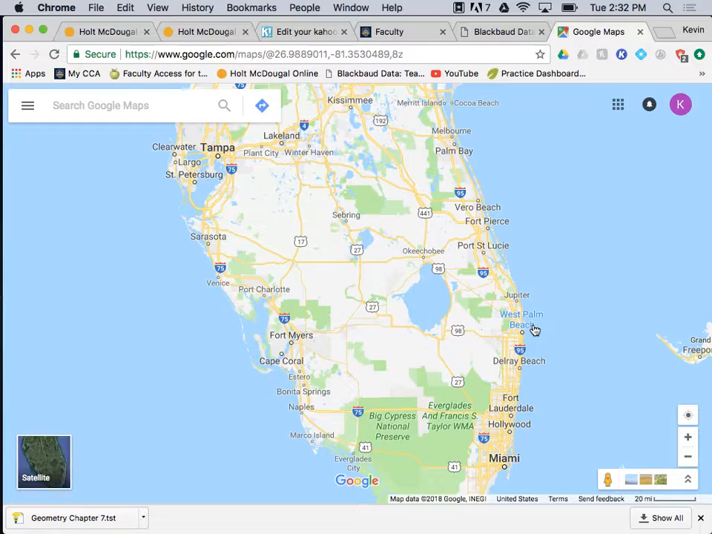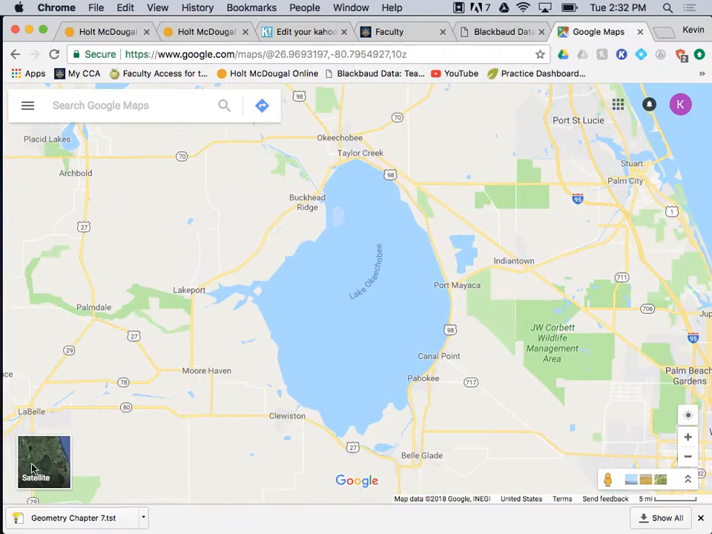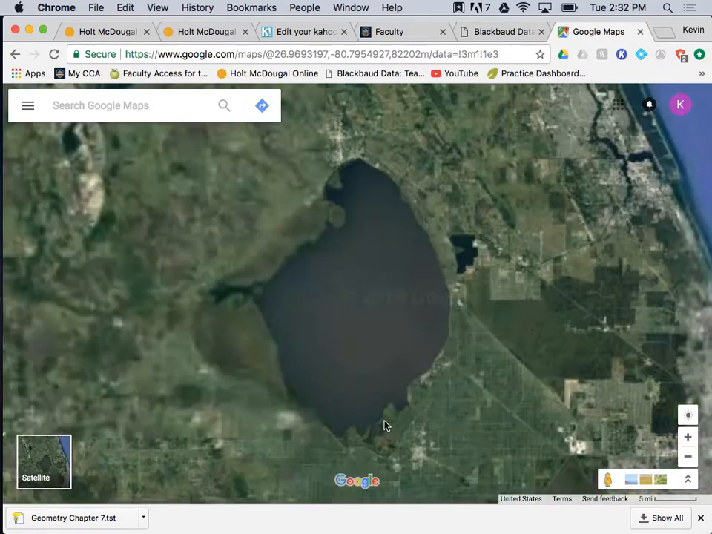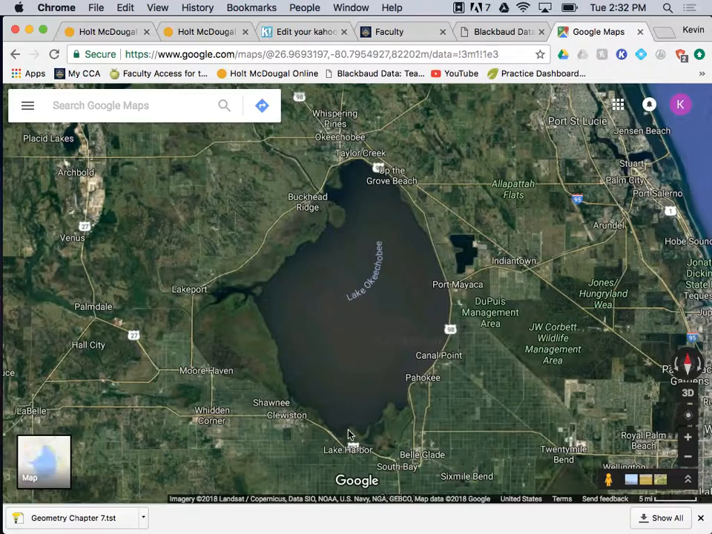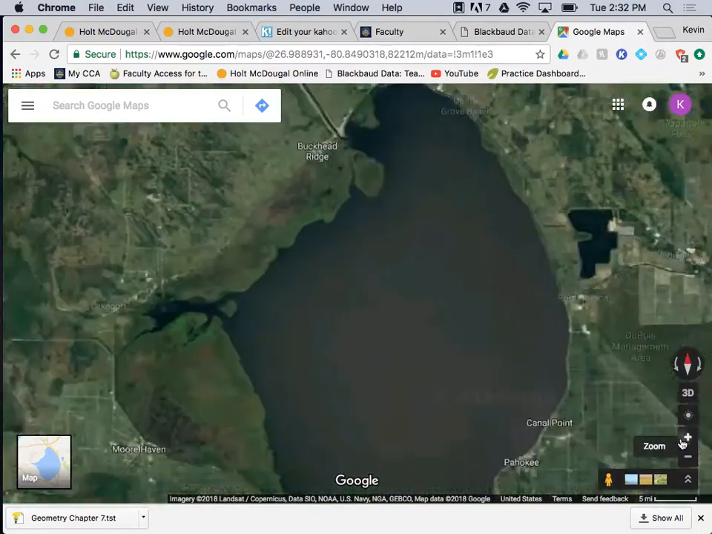Does that make sense? I could zoom in more, sure, and give you a picture of Lake Okeechobee, like a satellite view. Oh, that looks sad. There you go. Whoa, it's cool. It looks like real life, because it is.